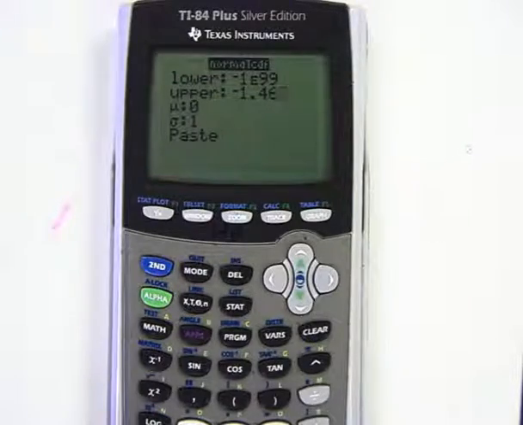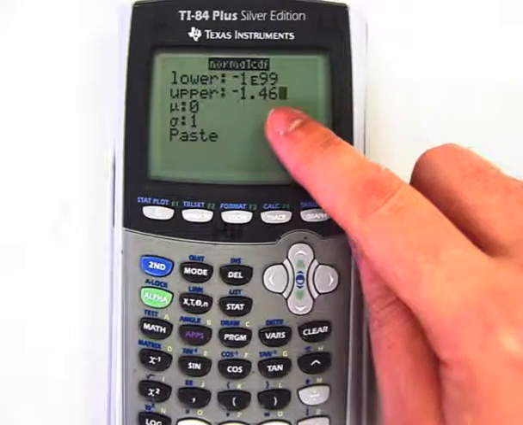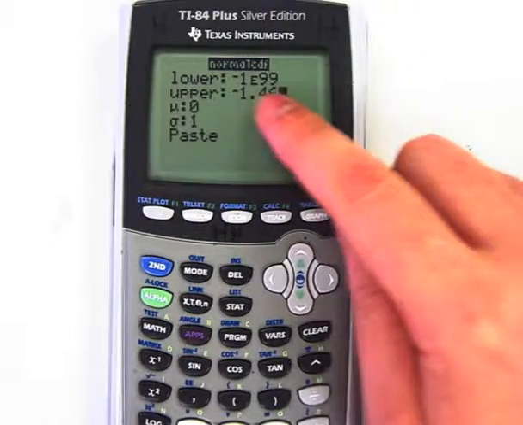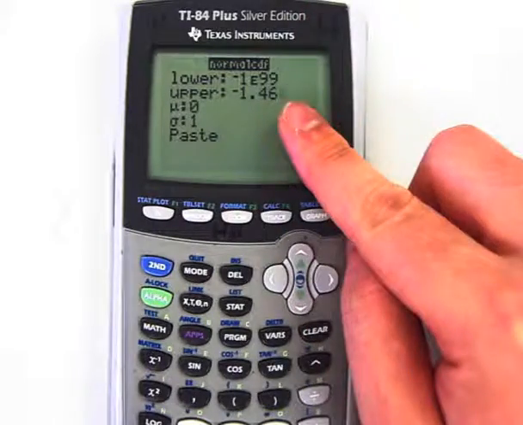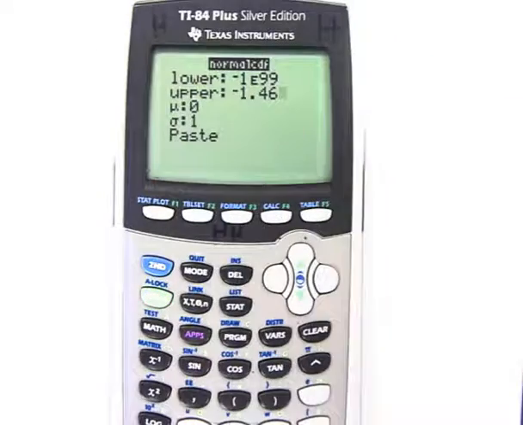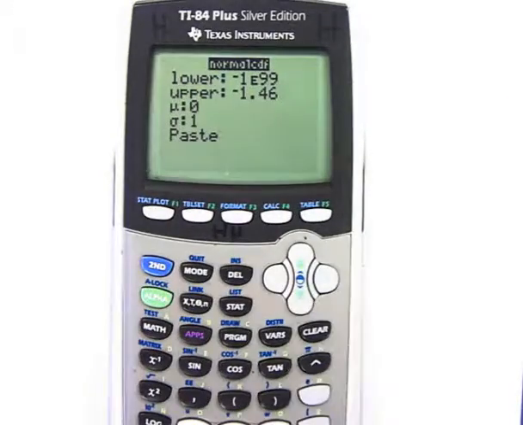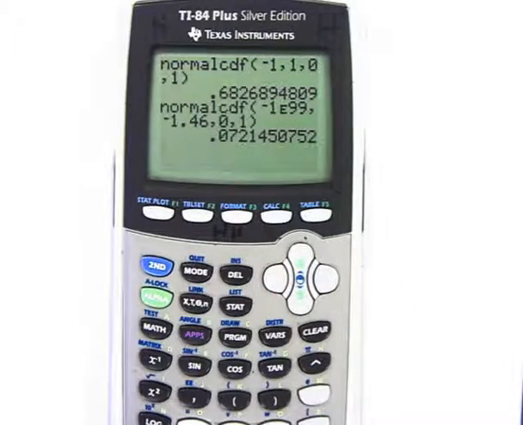So this will give us the area that starts at -infinity and stops at -1.46. Another way of saying that is the area that's below -1.46, or the proportion of z-scores that will be smaller than -1.46. Go ahead and paste that down, and we get 7.2%.